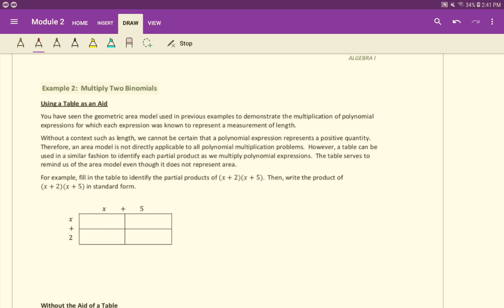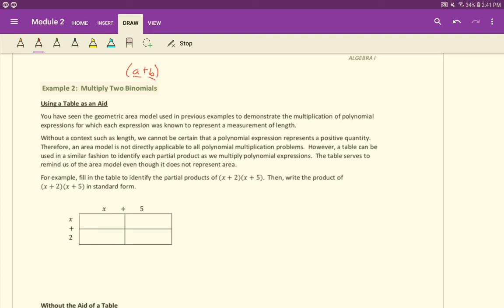So let's see this here. One way to multiply two binomials, which again, binomials are just polynomials of the form a plus b, where you're adding two things together there, is to use a table.